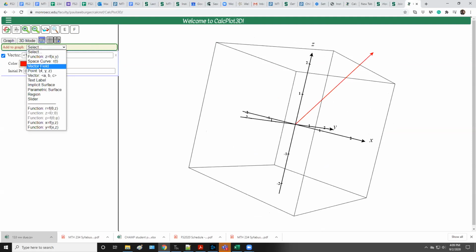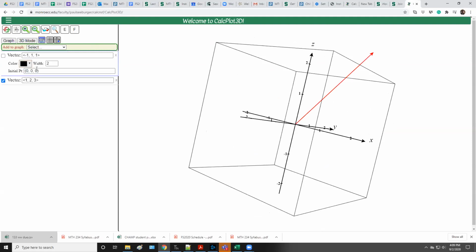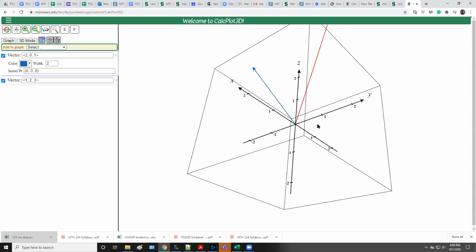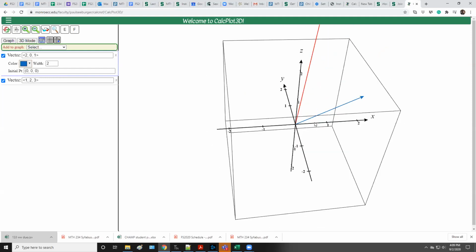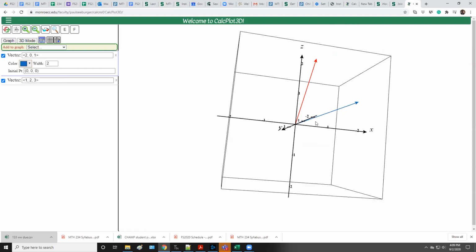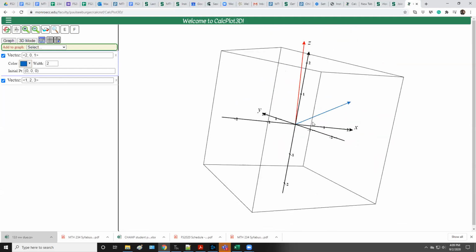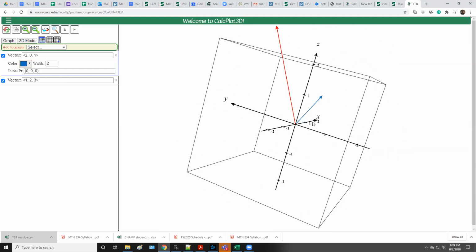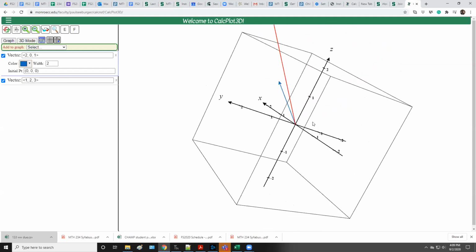Let's go ahead and add another vector here. The other vector was 2, 0, 1. And that one maybe we'll do in blue. There we go. So these are the two vectors here, and again, I want to find the angle between these vectors. This gives us a nice way to spin it around and visualize these two vectors.